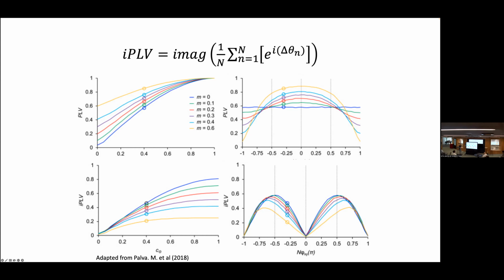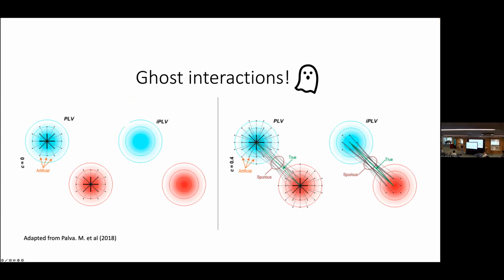There are, of course, still problems with this, something we call ghost interactions, and they happen when you have a true synchronization. Here to the left is the case where you have no true synchronization. You have this blue node and this red node. Because of source mixing, there's an artificial synchronization to the neighboring sources, both for the blue one and the red one. And when we take the IPLV, those are going to be removed because they have no imaginary component.